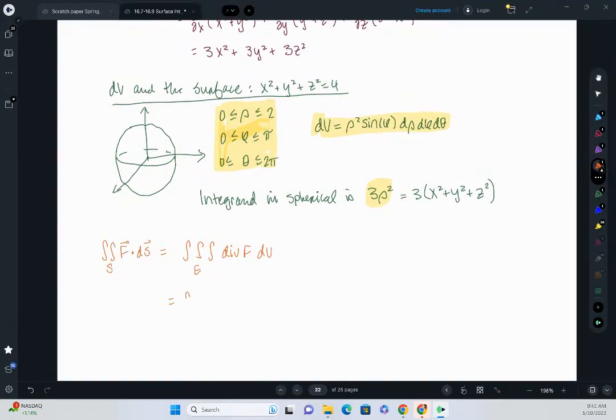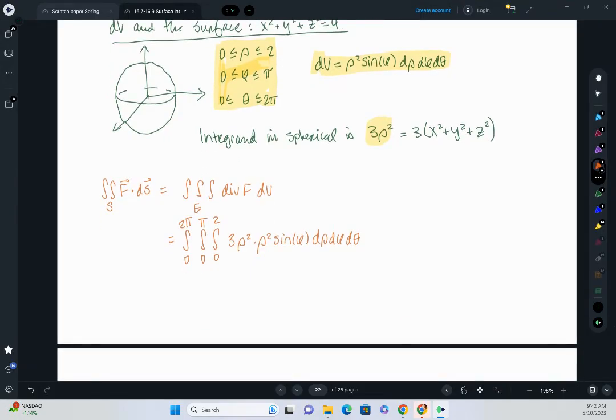So our bounds I'll do in a moment. Our divergence of F is 3 rho squared. Our dV gives us another rho squared sine of phi. And I'll go ahead and just do d rho, d phi, d theta. So rho is on the inside, that's 0 to 2. Phi is in the middle, 0 to pi. Theta is on the outside, 0 to 2 pi.